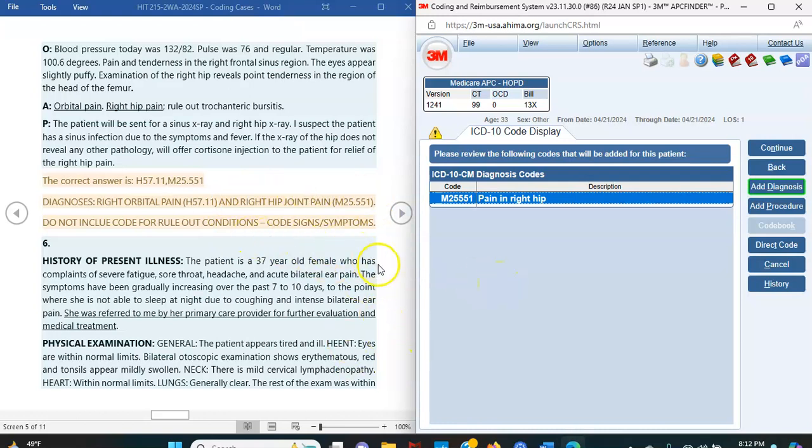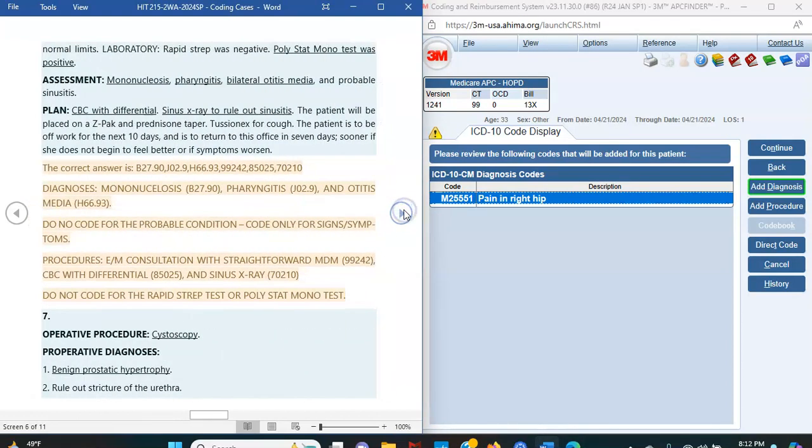Okay, so we'll go to case number 6. So we have the HPI, physical exam, assessment and the plan. So for this one, we can really look at the assessment. So we have the mononucleosis, pharyngitis, bilateral otitis media, and probable sinusitis. So probable sinusitis is going to be like the rule outs. Down here it says sinus x-ray to rule out sinusitis. So we don't know that that's a thing yet.